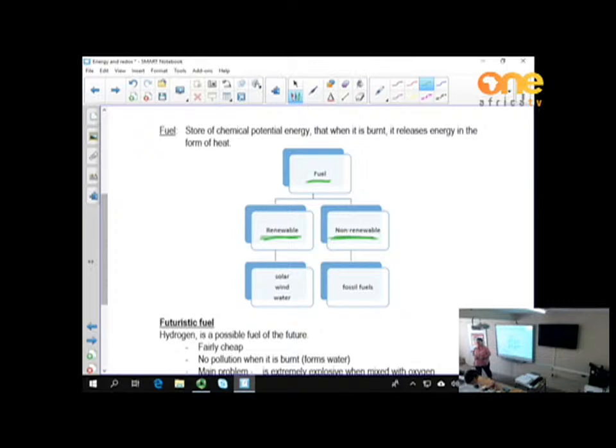All right, there are some countries that plant sugar beets. From the sugar, they get ethanol, and they use ethanol as a fuel. That is renewable. But most of the ethanol we use comes from fossil fuels. So it is non-renewable.